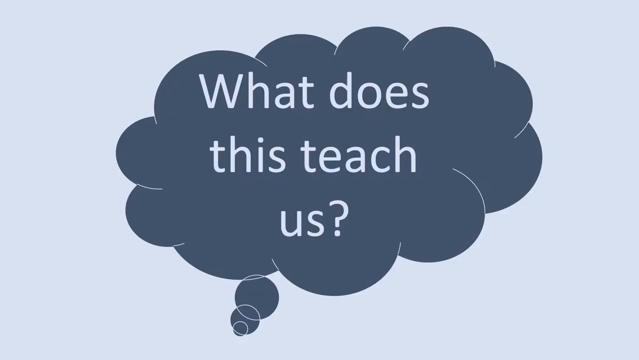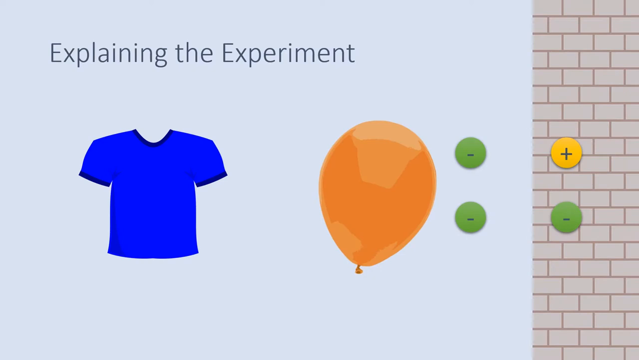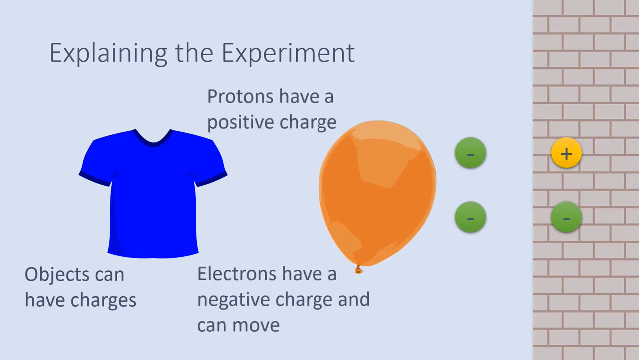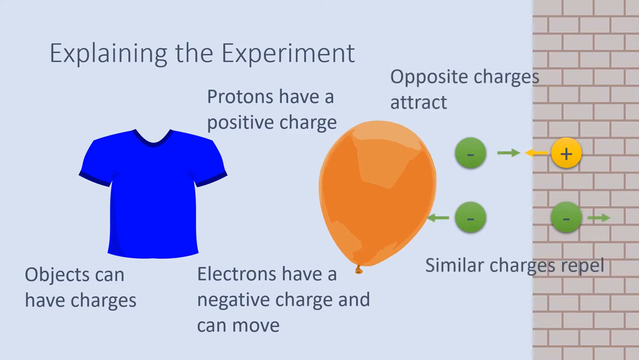So what have we learnt from this demonstration? Let's fill in the bottom of page 1 of our electricity booklet. We've learned that some objects can have a charge. We've learned that the positive charges are called protons, and the negative charges are called electrons, and that they can move. We've also seen that opposite charges attract each other, and later we'll see that similar charges can repel. You now have 3 minutes to add that information into your booklet.